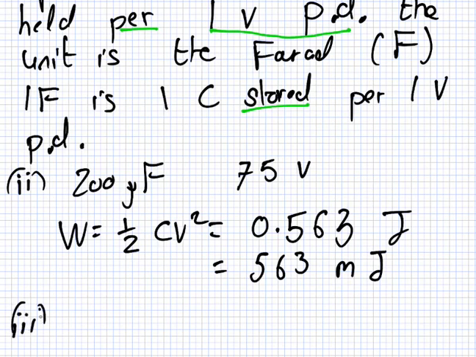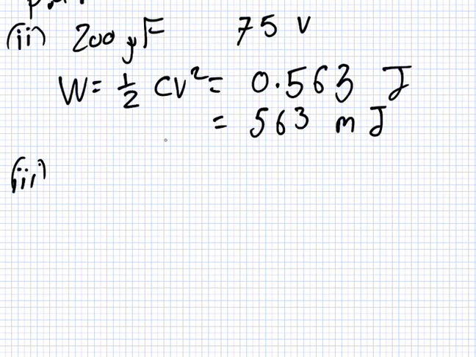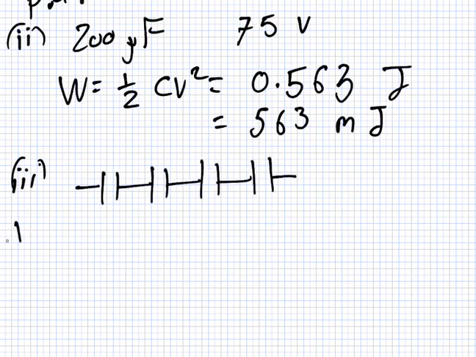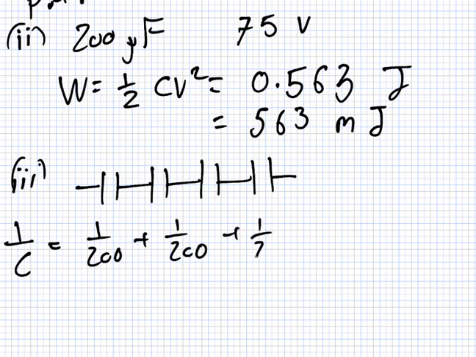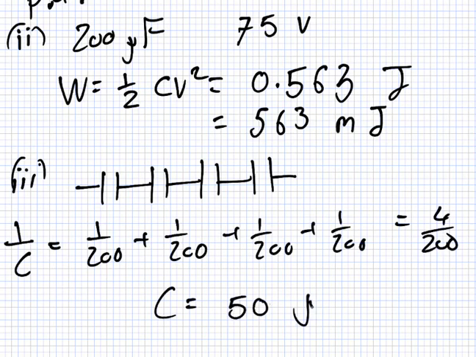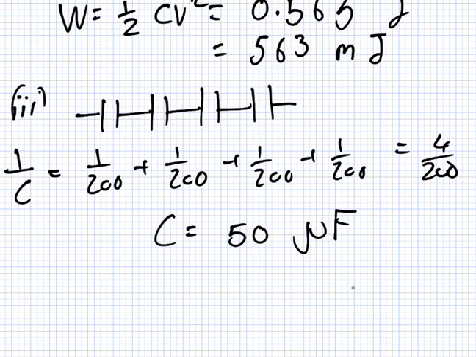4 identical capacitors are applied in series. How much energy is stored in the network? So 4 of these capacitors are put in series now. 1, 2, 3, 4. Right. Total capacitance would be 1 over 200 plus 1 over 200 plus 1 over 200 plus 1 over 200, which is 4 over 200. So C equals 200 over 4, which is 50 microfarads. Now what is the energy?